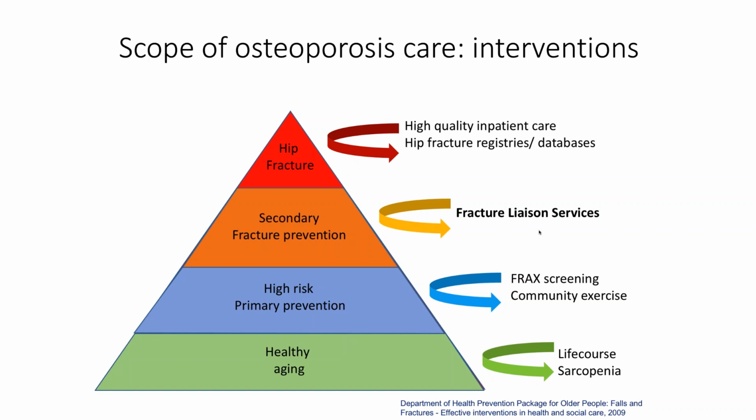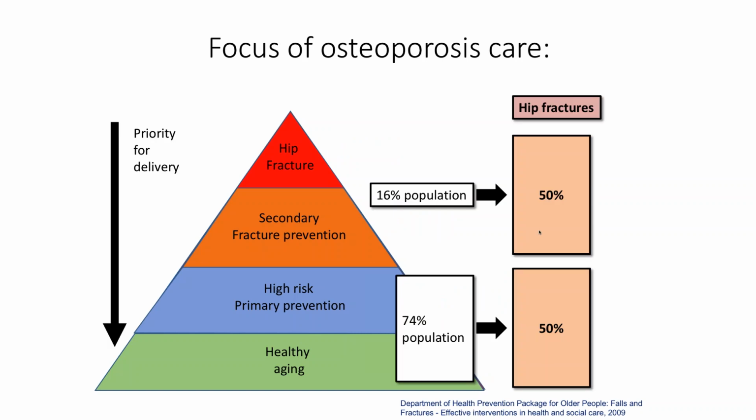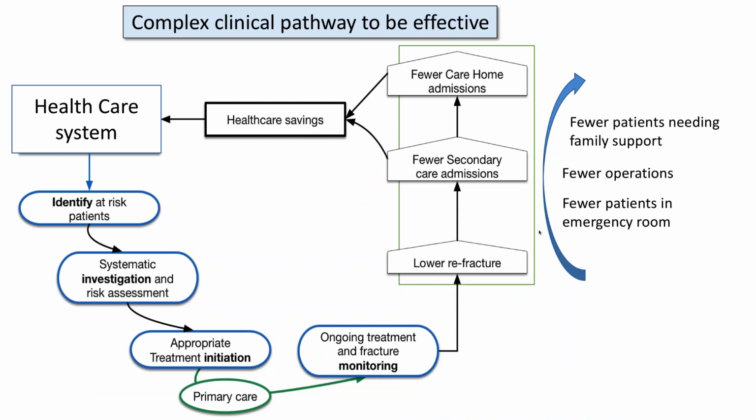And in a very simple approach, the rationale for this is that if you look at hip fractures, we estimate about 50% of them come from those top 2 tiers of the pyramid. And that comprises 16% of the general population. So in terms of priority for delivery for a healthcare system, it really does focus minds on hip fractures and secondary fracture prevention. And we've worked out now over the years what it takes to deliver a good secondary fracture prevention.